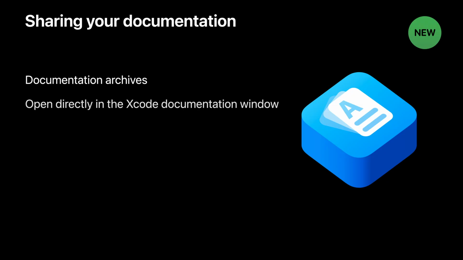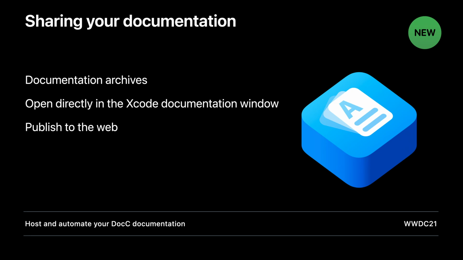Now that I've written a good documentation comment for every public API in Sloth Creator, I'm really excited to share it with my colleagues and maybe even make it available on the web. I can do this via the documentation archive that Xcode outputs as part of every documentation build. Contained in the documentation archive is a single-page web app that you can use to share your documentation on the web. My colleague David will be going in depth on just how to do that in his Host and Automate Your DocC Documentation session. I highly recommend you check that one out.